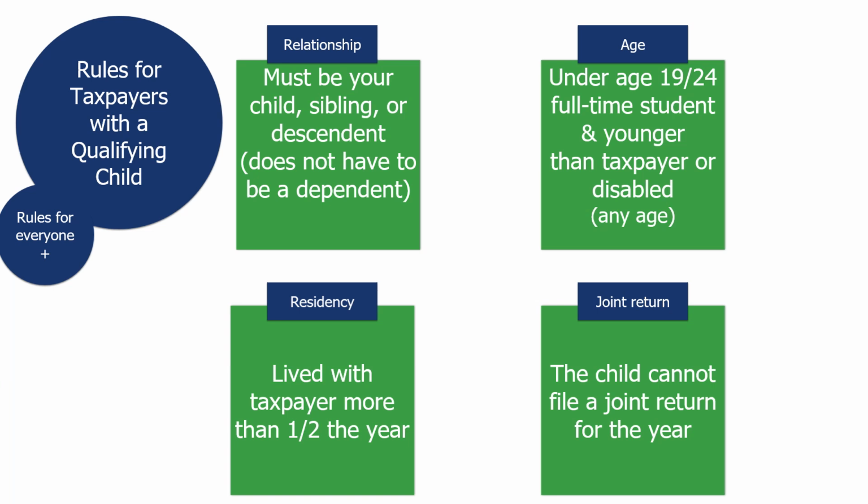They must also have lived with the taxpayer for more than half the year, and the child cannot file a joint return. Notice there is one difference between who can be a qualifying child and who can qualify someone for the Earned Income Tax Credit, and that is the support test. Even if someone is not a qualifying child because they provided more than half of their own support, they may still qualify the taxpayer for the Earned Income Tax Credit.